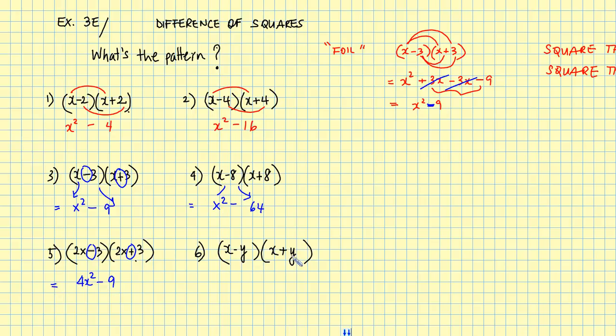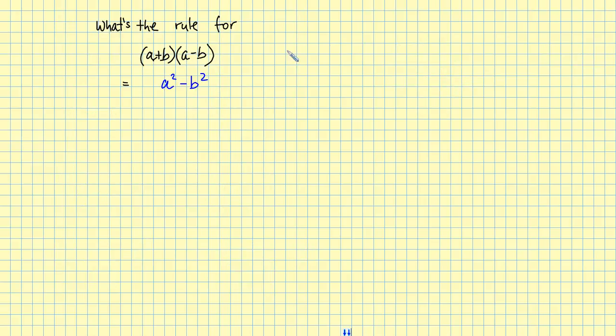And then we've got the last one, x minus y times x plus y. I square the first, x squared. I square the last, y squared. And I place a negative in the middle. Okay, that would be the difference of squares. And again, the rule is simply square the first, square the last, and put a negative in the middle.